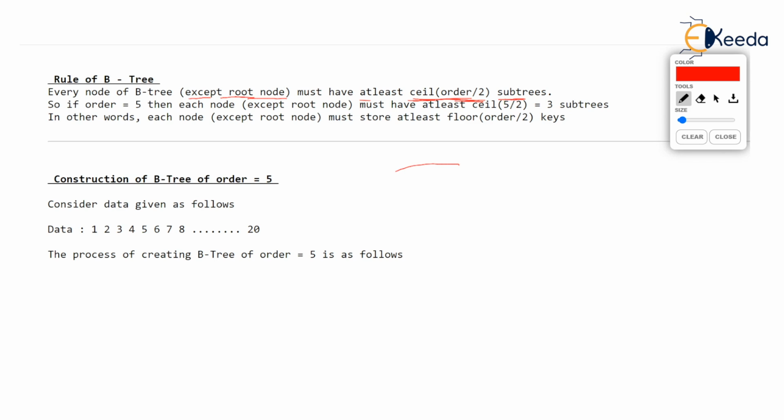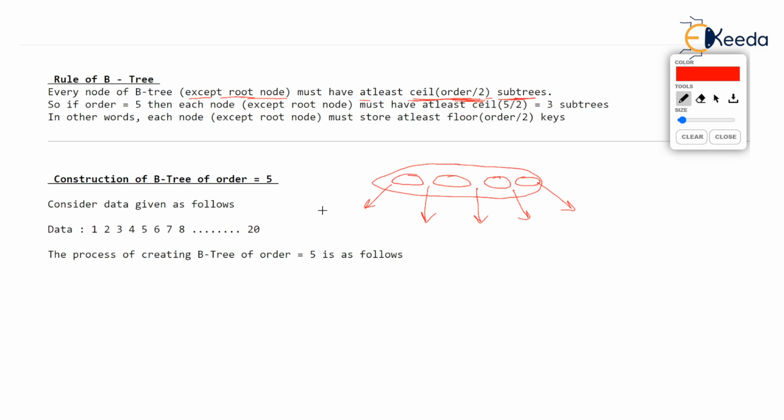Let's assume that the tree has order 5. That means 5 pointers. As order is 5, it can point to 5 children. Correct? So how many places are there to store the key here? 4 places: K1, K2, K3, K4. Now what it says is that all nodes of B tree except root must have at least ceiling of order by 2 subtrees.